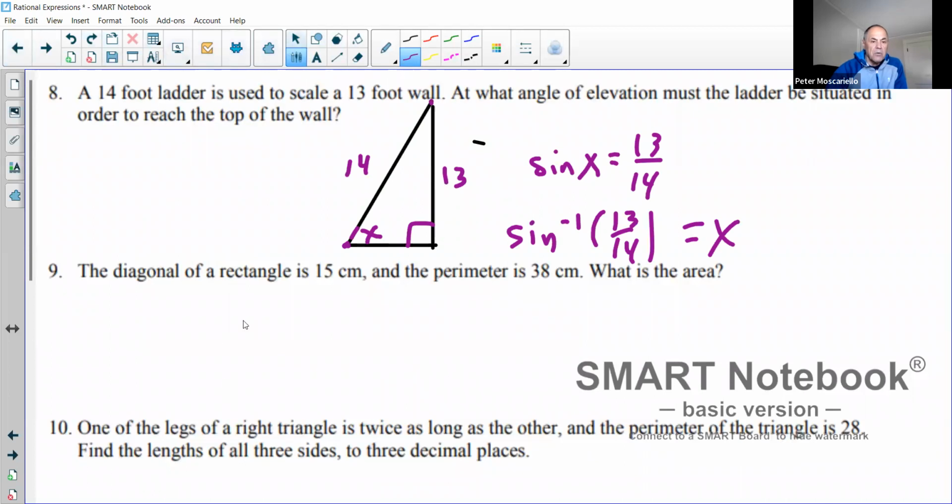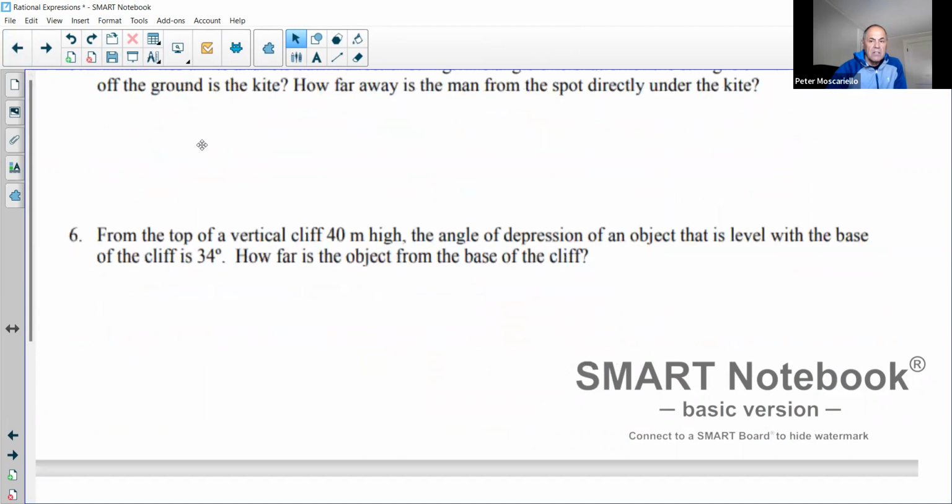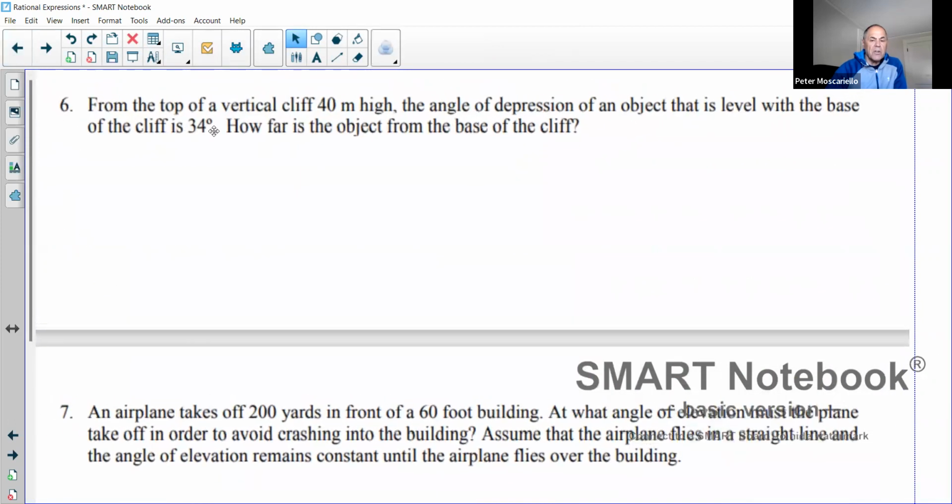I'll find a good one here. Why don't we do ones you have to do for your homework? Why don't you try number 6, an angle of depression? Go ahead, you do it. You can pause and come back. All right, we're back. And what do we got?